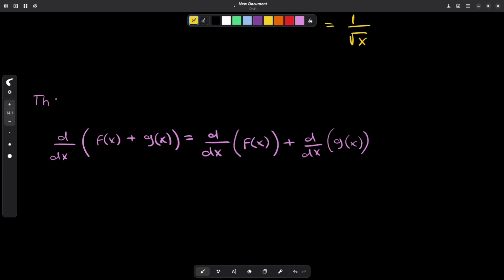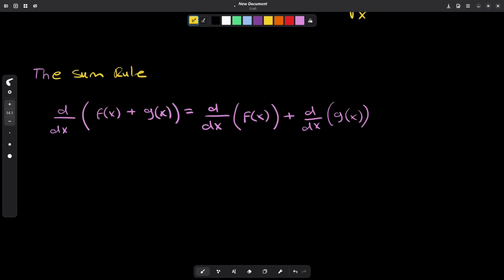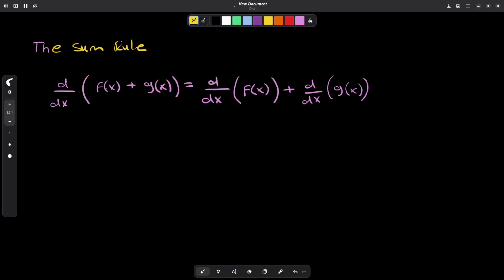Let's say the sum rule. If we have the derivative of f(x) plus g(x), we can write these separately and we can evaluate the derivative of each term. Let's see a really simple example before we show that this is correct. So for example, 5x squared plus 6x is equal to f(x), right? It's asking for the derivative of this. How do we evaluate it?